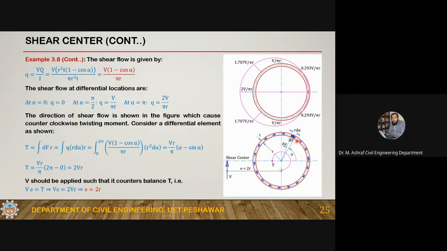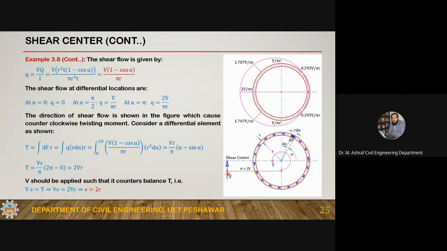This is a dF force, and dF is having a moment arm of r. So dF into r is the torque. If you integrate it, you will get the total torque. So dT is equal to q r d alpha into r. Now you integrate it from 0 to 2 pi because you want to calculate the total torque. Plug in the value, finally you will get 2VR. So this is the total torque which is produced due to this shear flow.